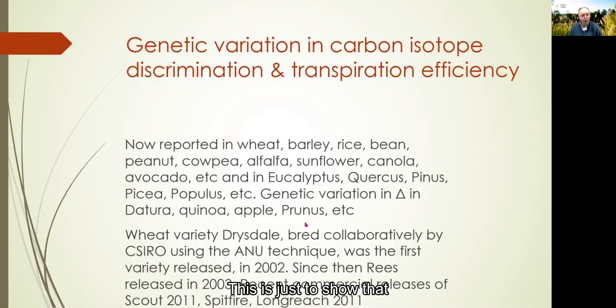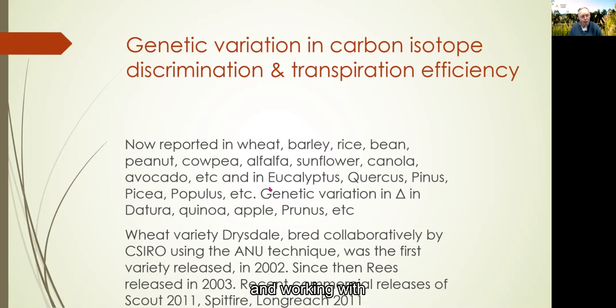This is just to show that to make the transition to commercial varieties is not a straightforward step. But in terms of genetic variation in carbon isotope discrimination and transpiration efficiency, that negative relationship among C3 plants has been reported in lots of crops and lots of trees.